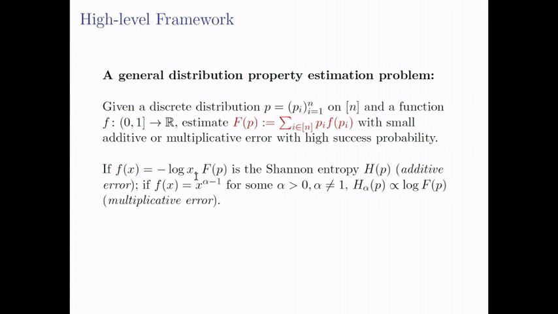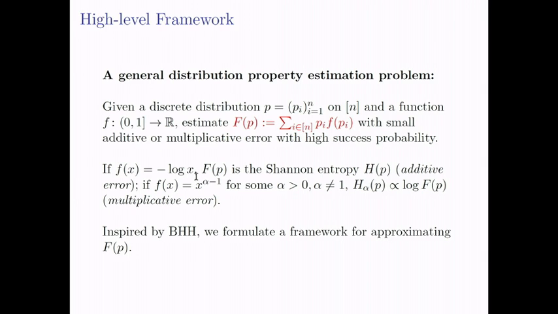If we choose f(x) to be minus log x, then this F(p) will be the Shannon entropy. So that's one case we're thinking about. The other case is if we choose f(x) to be x^(alpha-1), then the Rényi entropy will be proportional to the logarithm of F(p). So if our final goal is to achieve additive error for H(p) or H_alpha(p), then in the first case we care about additive error for approximating this F(p). In the second case, we care about the multiplicative error of approximating this F(p).